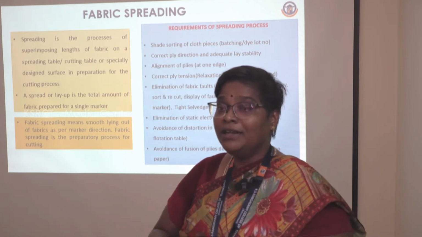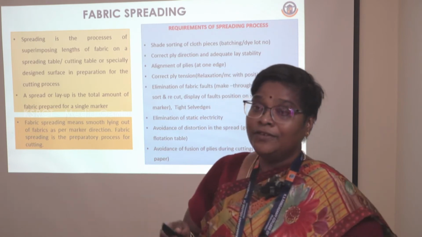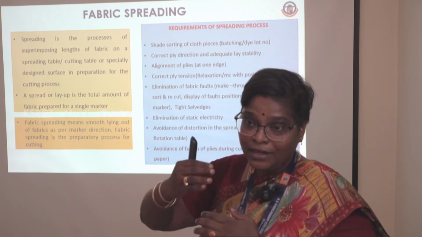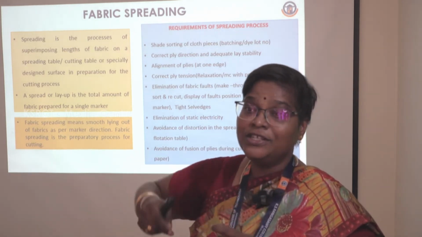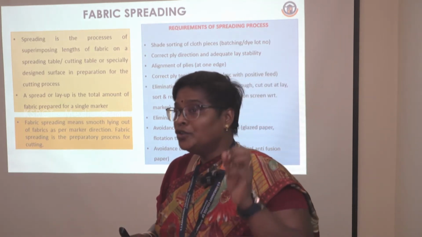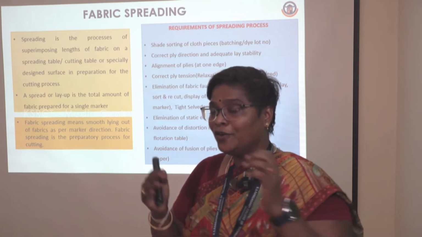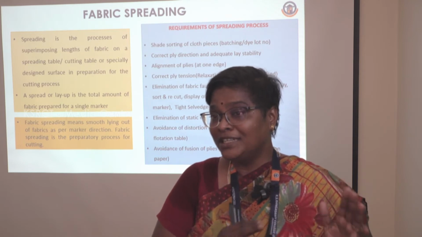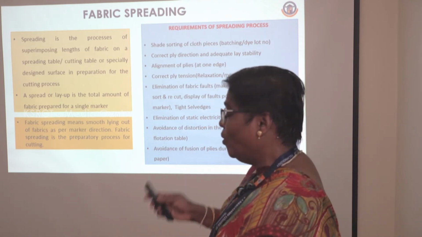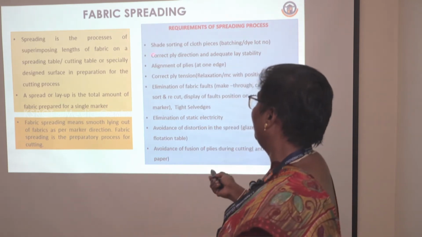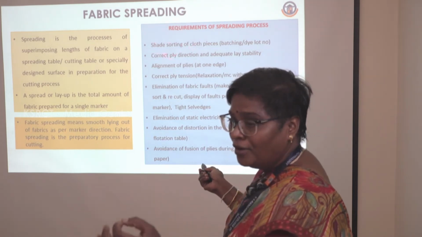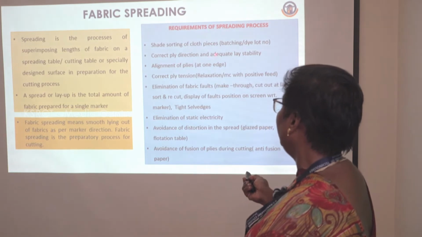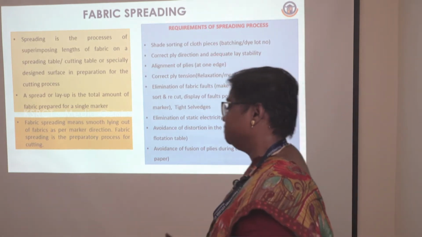If I check the garments and they go beyond this limit, if there is a variation, that product will be rejected. So just think, if it is 100 pieces out of 1000 pieces, what loss we get in the industry. To avoid that loss, we go for shade sorting before the fabric is spread on the table. Second one, correct ply direction, adequate lay stability.